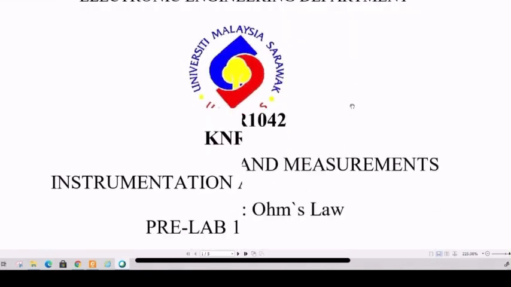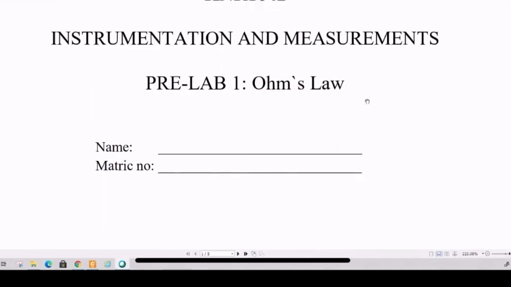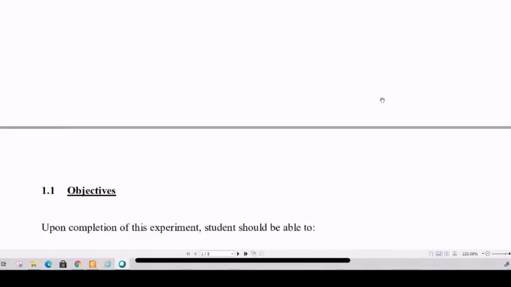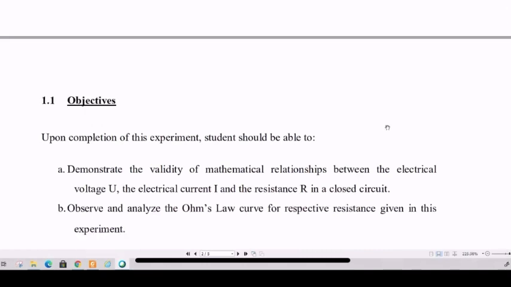So we'll continue to our first lab session, which is the Ohm's Law guided lab. Previously I wrote it as free lab 1, but to make it more understandable, we call it the guided lab for this semester.